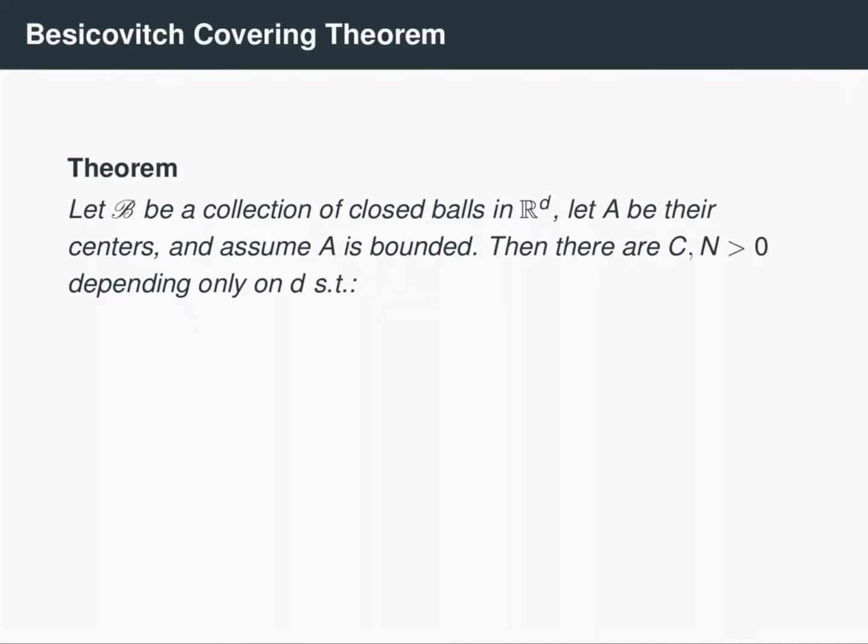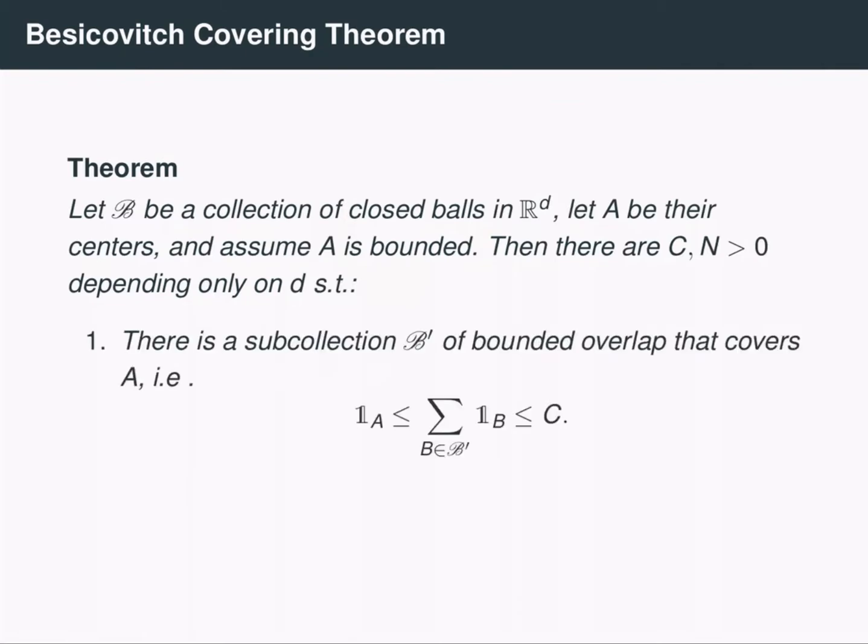Let's go over the statement of the theorem. So let B be a collection of closed balls in R^d, and let A denote the set of their centers. And we're going to assume that the set A is bounded. Then there are constants C and N, depending only on the dimension of the space and not on the collection of balls, such that the following holds. So first of all, we can find a subcollection, curly B prime, of bounded overlap that covers the set A.